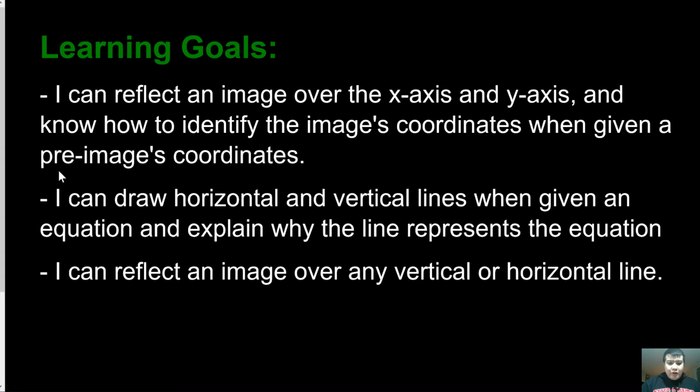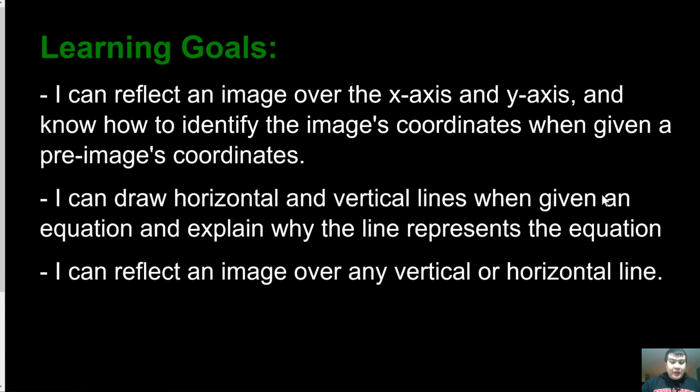I want to go back to our learning goals real quick. The first one, it says I can reflect an image across the x and y axis and know how to identify the image's coordinates when given a pre-image coordinates. Okay, so you know how to flip something across the x and y axis if you are given the coordinates for points on the pre-image. Again, if you're flipping across the x-axis, you're going to multiply the y coordinates by -1, and if you're flipping across the y-axis, you're going to multiply the x coordinates by -1.